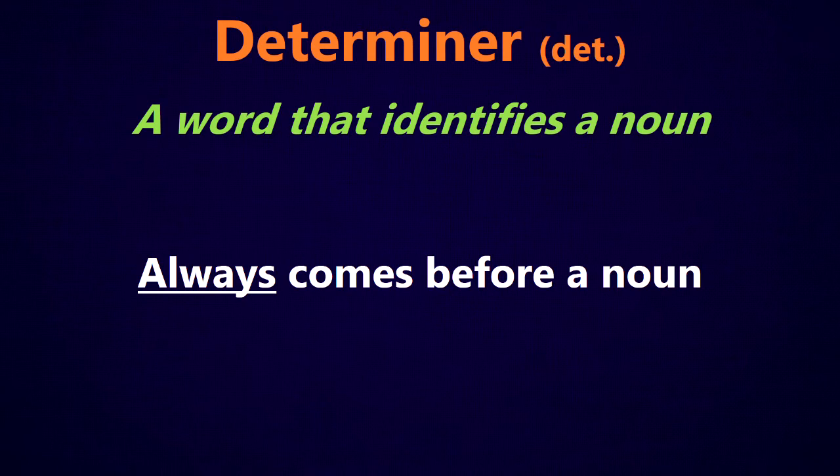Determiners always come before a noun in a sentence. So if you see a determiner, there will be a noun after it somewhere. It might be the next word, or it might be after an adjective or something like that. But determiners always come before a noun.